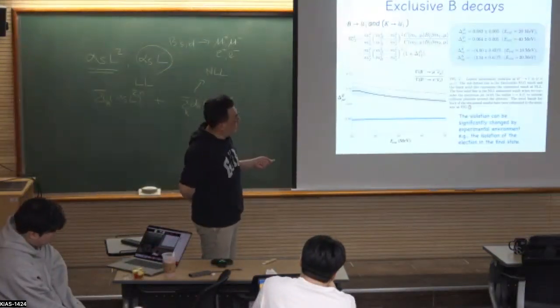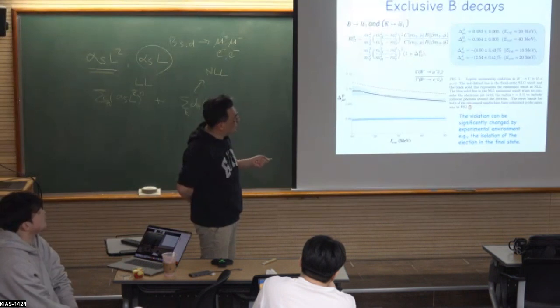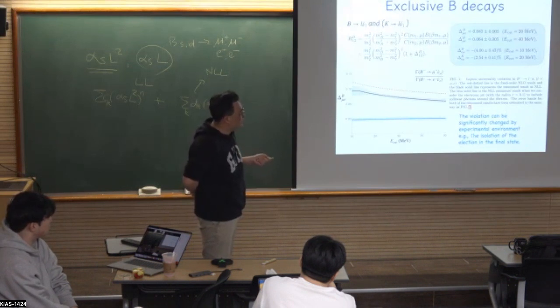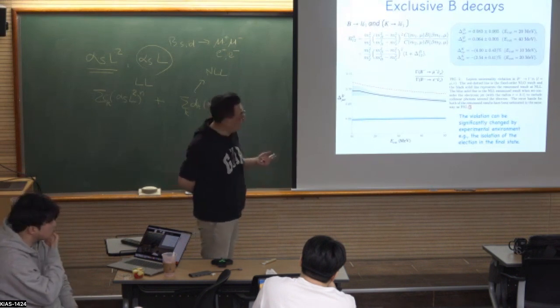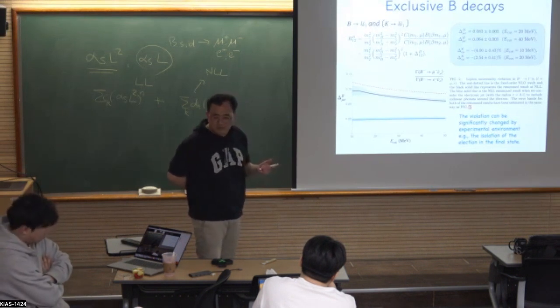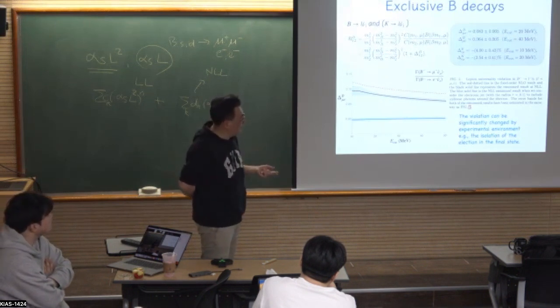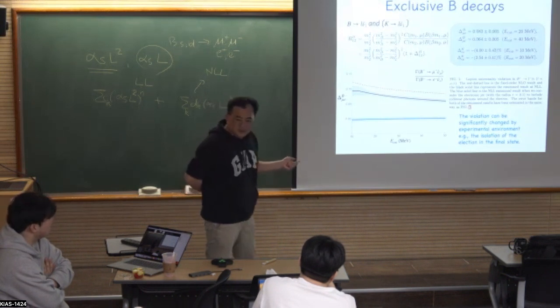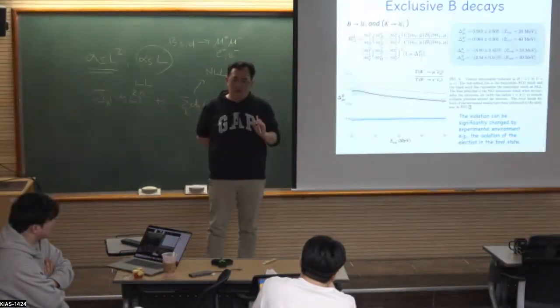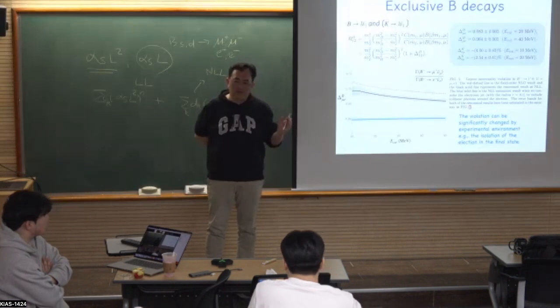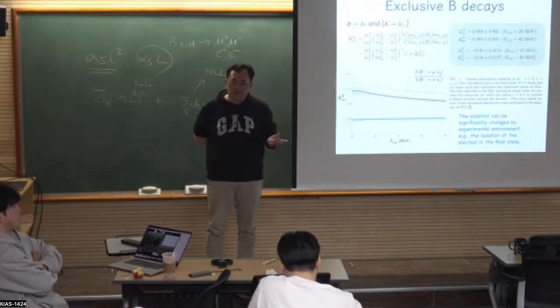So we can conclude that the lepton flavor violation for exclusive processes can be significantly changed by the experimental environment, right? Actually, I think the experimental environment is not simple, maybe more complicated, like the isolation of the electron in the final state. So if we include some photon around the electron, then the signal can be significantly changed.